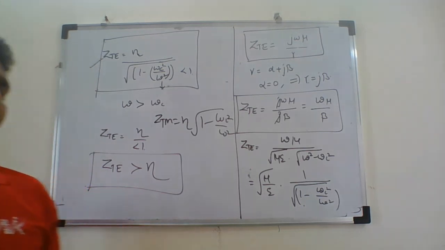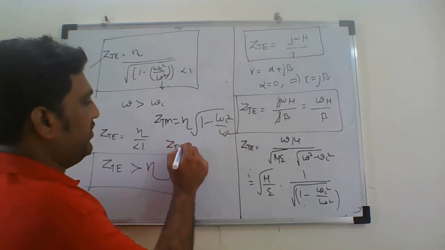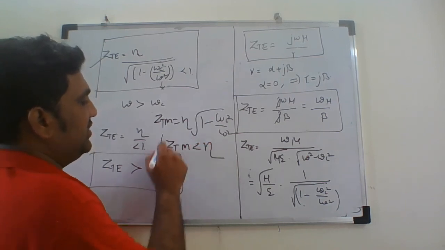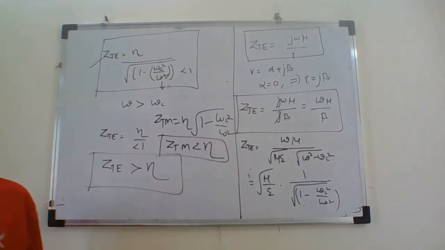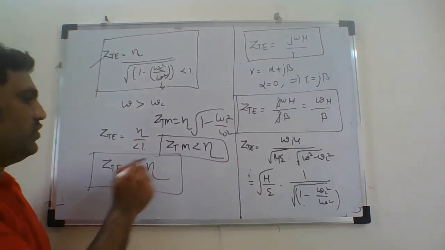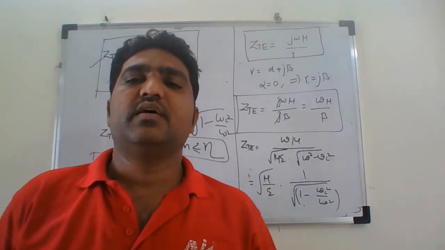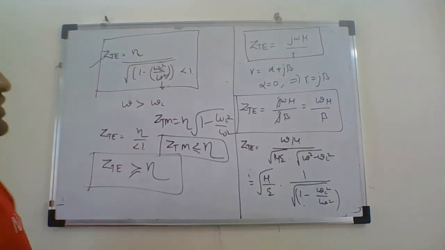The points we have to observe: ZTM will always be less than eta, and ZTE will always be greater than eta. It can also be equal, in which case it becomes free space. This is what is related to the wave impedance.